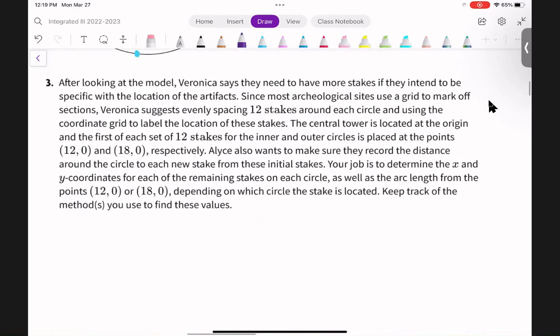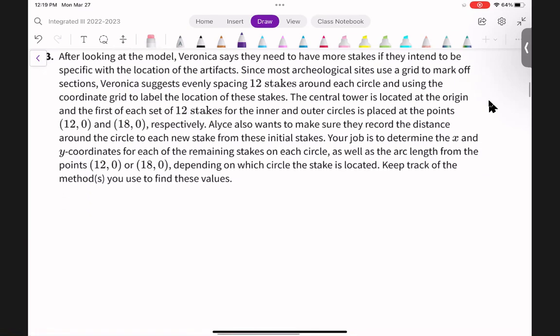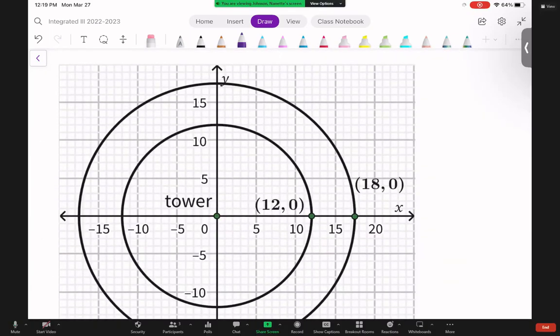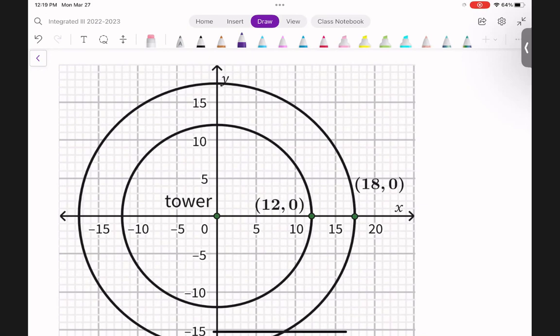So Alice also wants to make sure that they record the distance around the circle to each of the new stakes, these initial stakes. Your job is to determine the x and y coordinates for each of the remaining stakes on the circle, as well as the arc length from the points (12, 0) or (18, 0), depending on which circle the stake is located. Keep track of the methods you use to find these values. So basically, they now want you to find where all the stakes are going to be located.